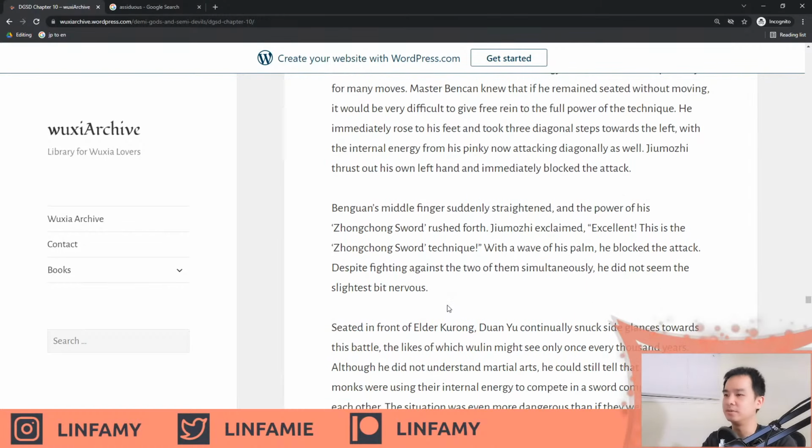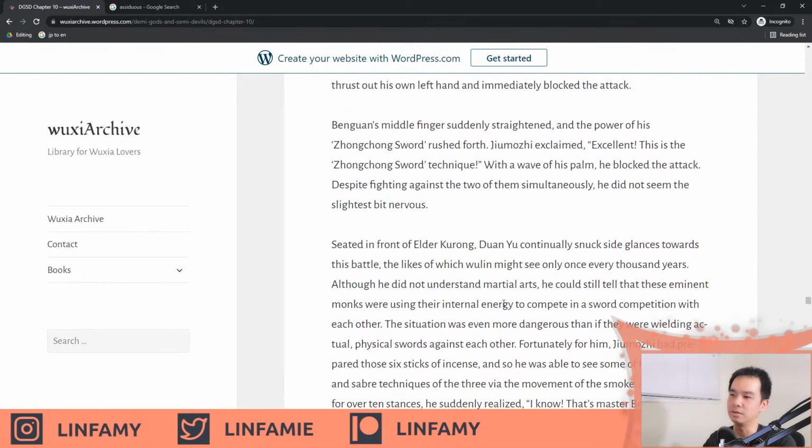Bun Guan's middle finger suddenly straightened, fighting with the middle finger now, and the power of his Zhongchong sword rushed forward. Jiumozu exclaimed, "Excellent! This is the Zhongchong sword technique." With a wave of his palm, he blocked the attack. Despite fighting against the 2 of them simultaneously, he did not seem the slightest bit nervous.